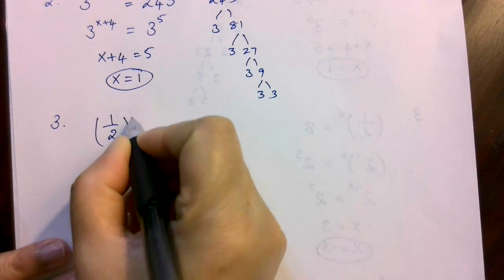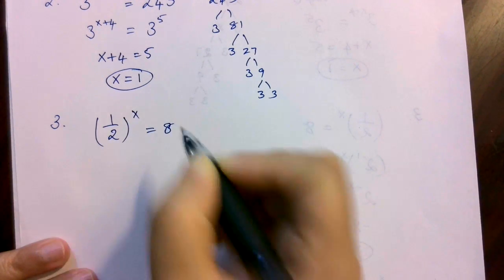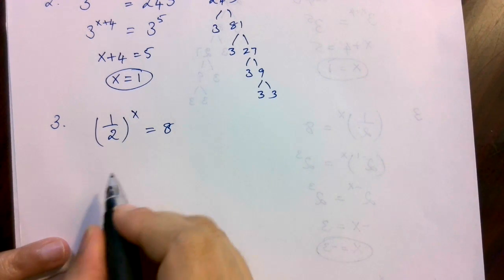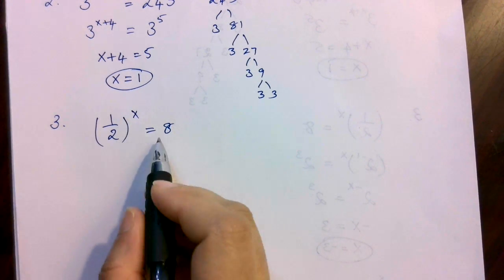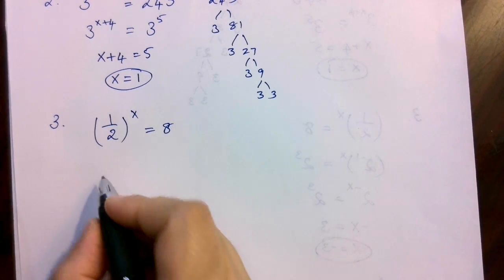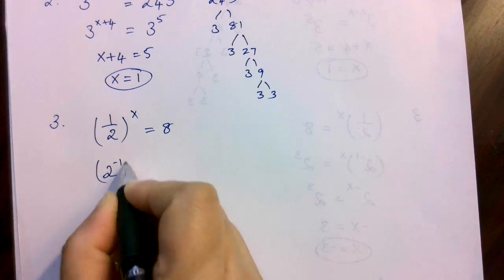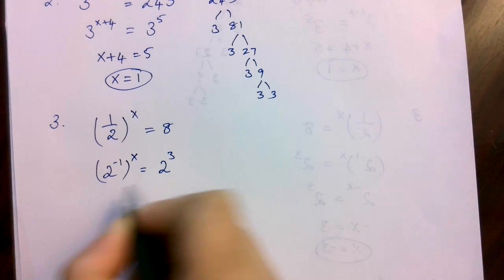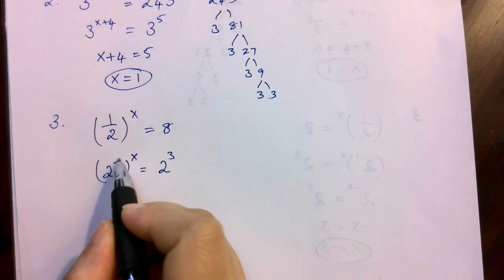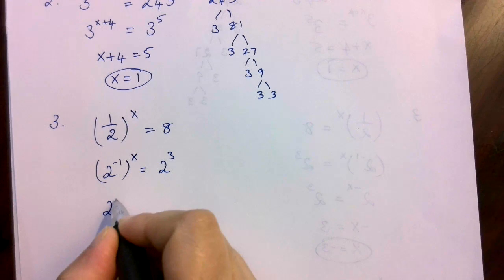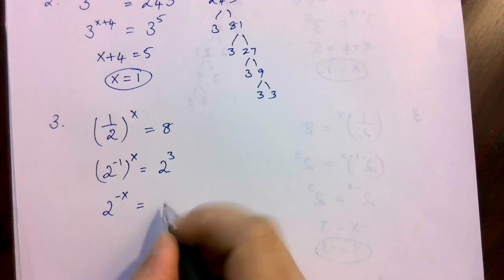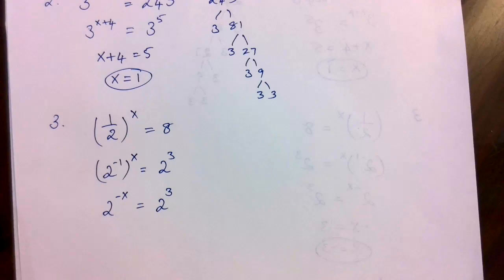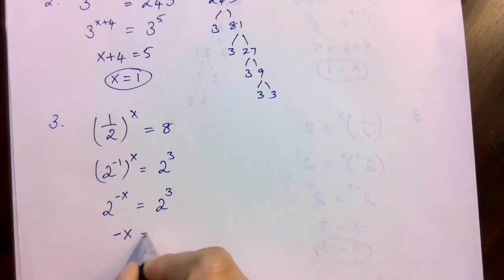Okay, let's move on. Let's deal with some fractions here. 1/2 to the power of x equals 8. Now, I have 1/2 and 8. So I can write this 1/2 as 2 to the power of negative 1, to the power of x, equals 2 cubed. Now the bases are same. Multiply the negative 1 and the x, you get 2 to the power of negative x equals 2 to the power of 3. The bases are same, powers must be same, so you get negative x equals 3, or x equals negative 3.